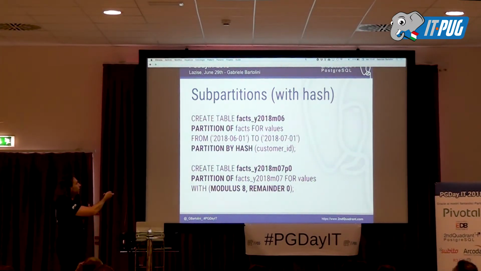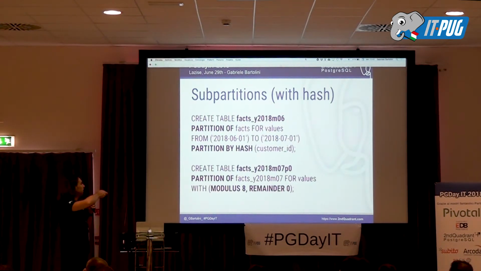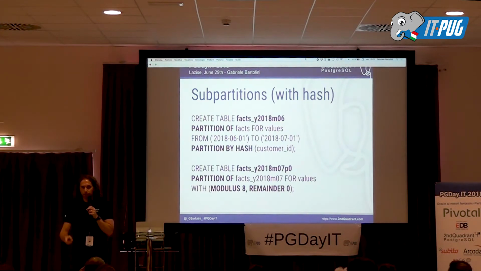This is how you define subpartitions with hash. The diagram I showed before. You partition, this is the month of June, and then based on customer ID. And this is how you create the subpartitions. This is the first one. You will have 8 of them, with the last one called P7, with remainder 7, using modulus.